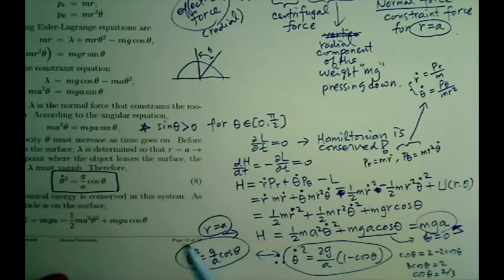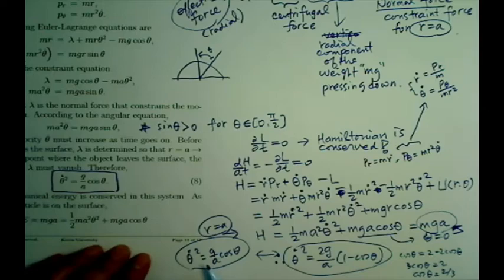Again, our angular equation was that theta dot squared equals g over a cosine theta. This angular velocity squared in this angular equation and the one obtained from the Hamiltonian must be the same. So we have this g over a cancel, and cosine theta equals 2 minus 2 cosine theta. Therefore, 3 cosine theta equals 2, and cosine theta is 2/3.